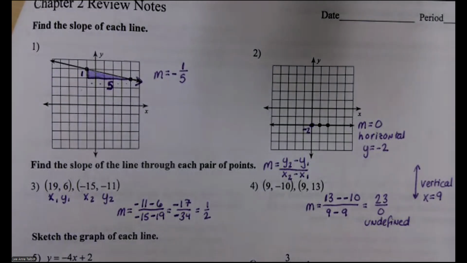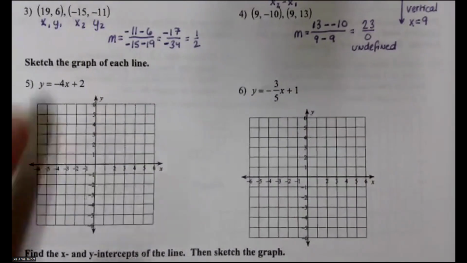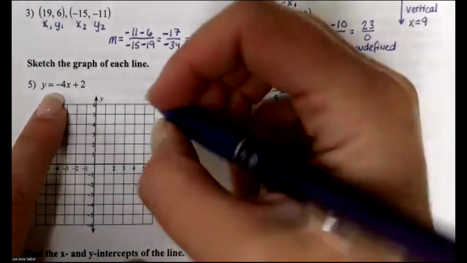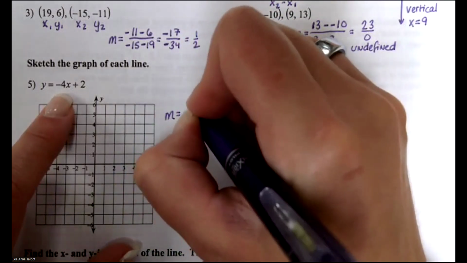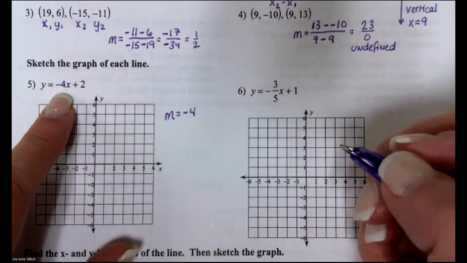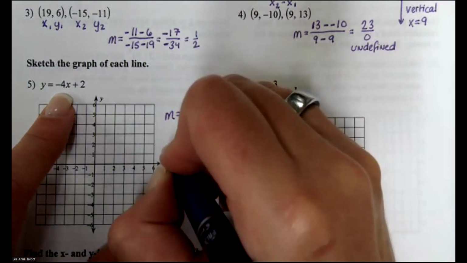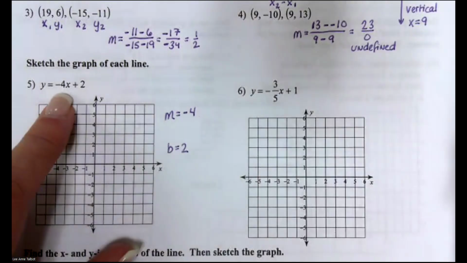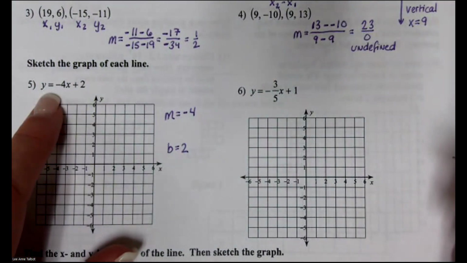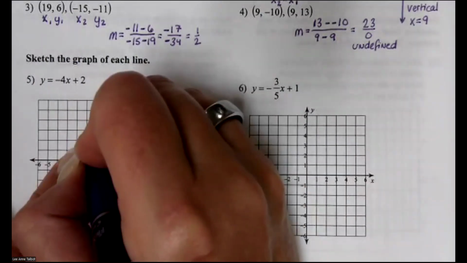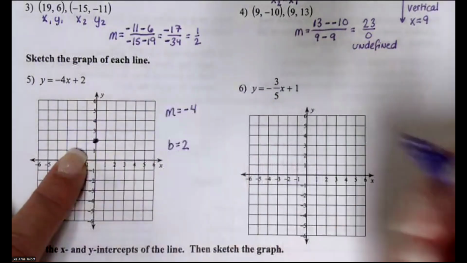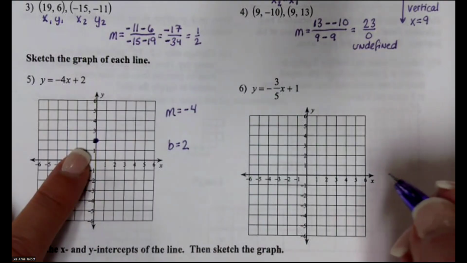Okay, scroll down to number 5 and 6. Sketch the graph of each line. Okay, so in this one, the slope is -4. And the y-intercept is 2. Slope -4, y-intercept 2. Graph 2 on the y, because it's the y-intercept.